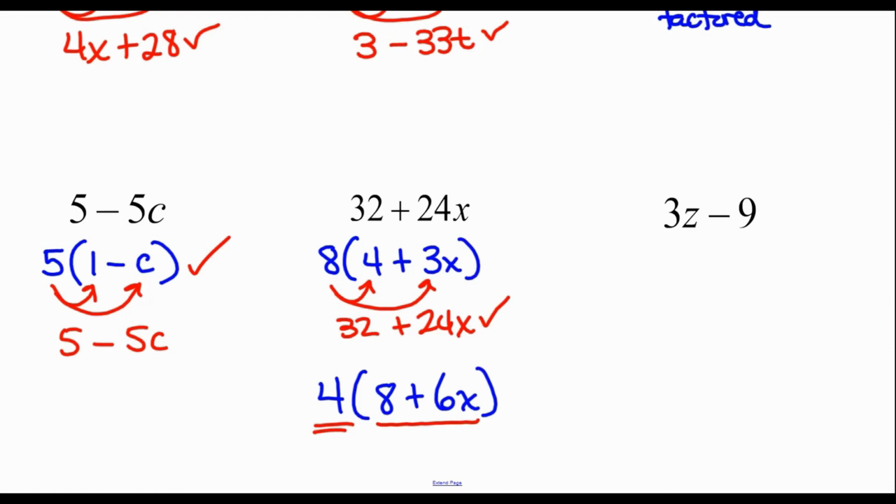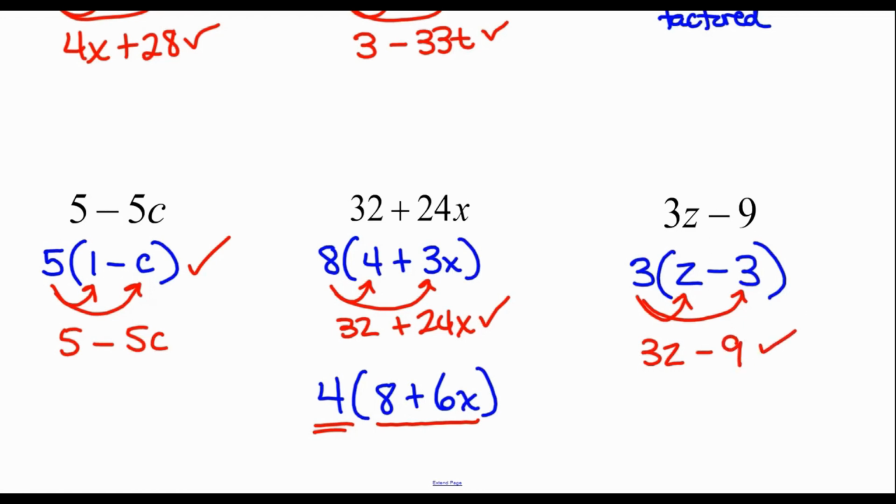And then the last one, 3z minus 9. The greatest common factor of these two terms is 3. And 3z divided by 3 is just 1z, or z, minus 9 divided by 3 is 3. And that's my factored form. And again, I'm going to double check that with the distributive property. 3 times z is 3z, minus 3 times 3, which is 9, and that's exactly what I started with, so I know I factored that correctly.